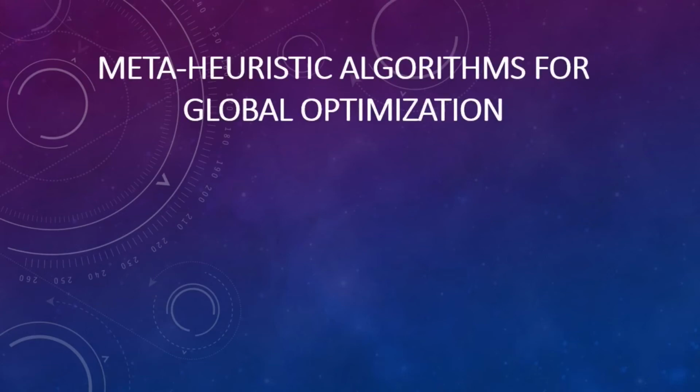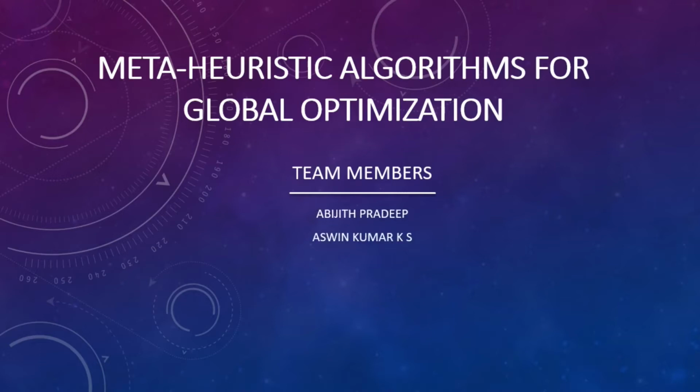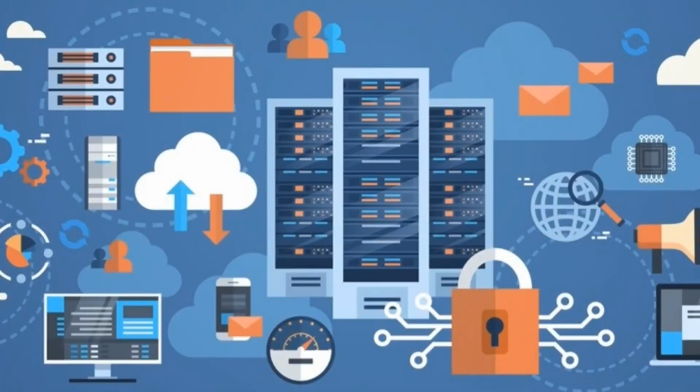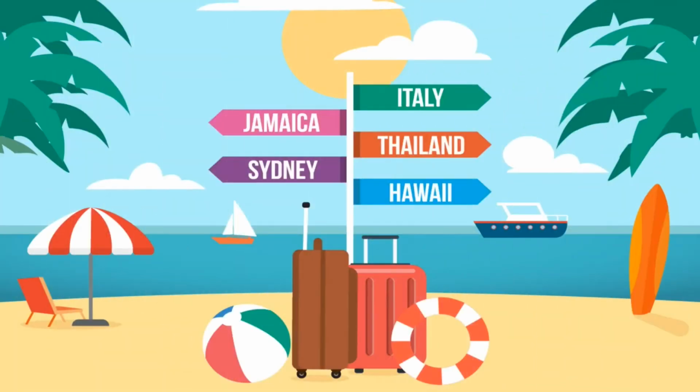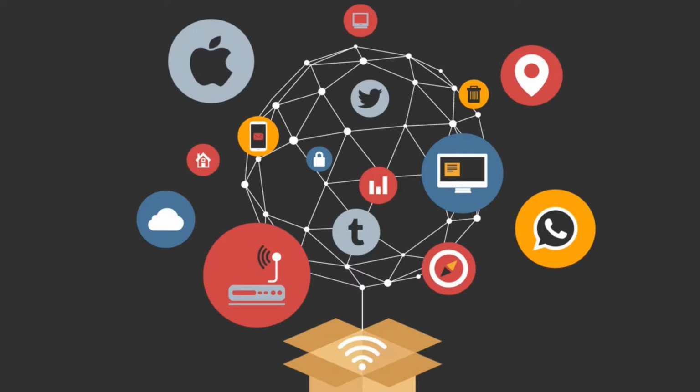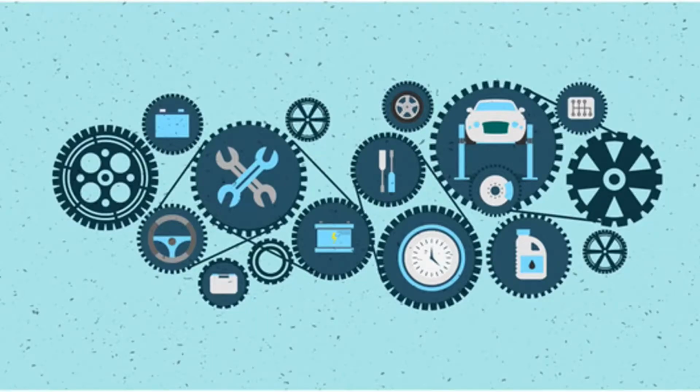Hello everyone. Our project is Meta Heuristic Algorithms for Global Optimization. The team members are Abhijit Pradeep, Ashim Kumar KS, and Dilip Vijay Kumar, and our project guide is Mr. Pankaj Kumar Ji. Optimization is everywhere, from holiday planning to internet routing, and from engineering design to economics.